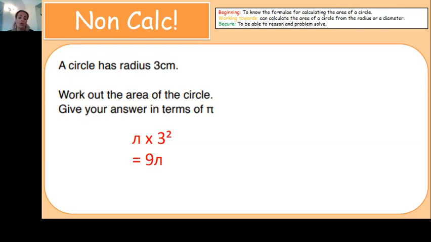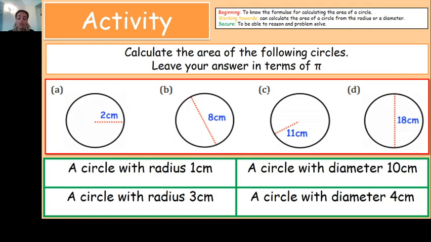Okay, so when you are asked not to use the calculator in an area of a circle question, it will ask you to leave your answer in terms of pi. This question says, a circle has a radius of 3 centimetres. Work out the area of the circle and leave your answer in terms of pi. So it's pi times 3 squared. 3 squared is 9, so your final answer would just be 9 pi. You don't have to do the final calculation, okay? There are some questions just like that one with no calculator to be used that I'd like you to now have a go at. So pause the video and have a go now.